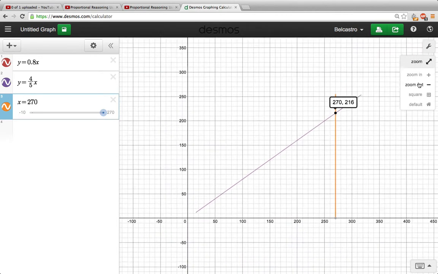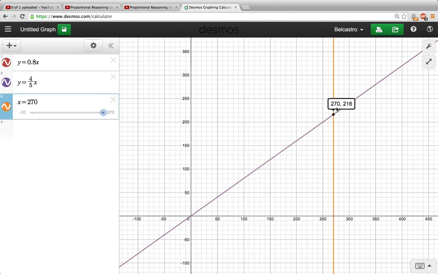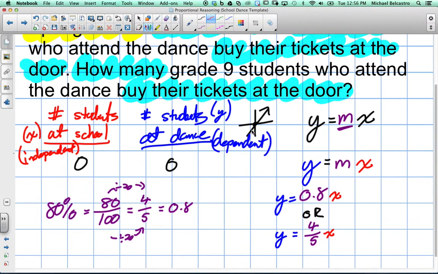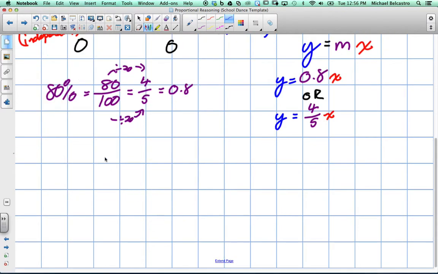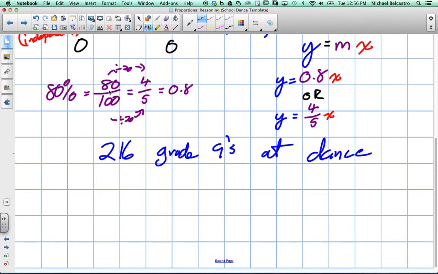As we zoom out a little here, you'll see that if 270 students are at the school and we have an 80% rate, both of these representing that, then there are 216 students at the dance. Great, that's important for us. So we know that 216 grade 9s at the dance. Great. Now, that was our part 1.